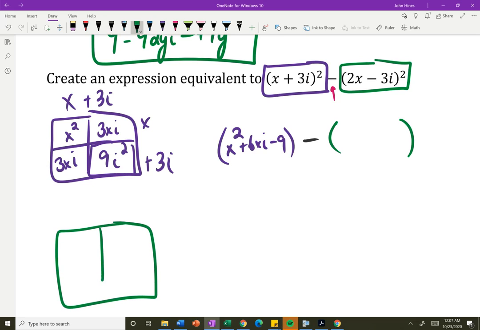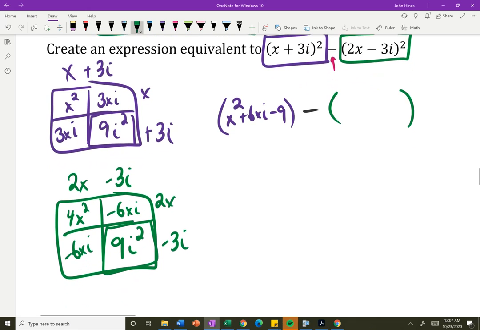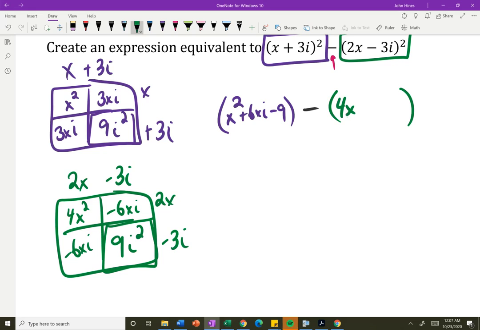So I need to make another table. 2x minus 3i, 2x minus 3i. 4x squared minus 6xi, minus 6xi. Careful, positive 9i squared. But I know that sign is really going to change. So I get 4x squared minus 12xi. Sign change there to negative 9. So that was step 2.